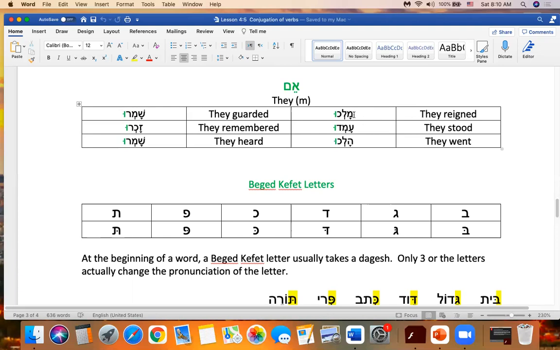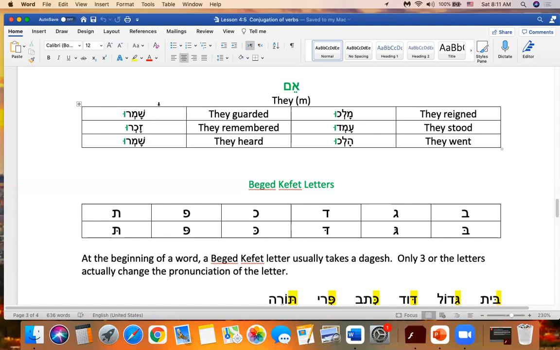So they reigned. This also has the first two letters as the syllable. So instead of malach, it's malhu. Stood is amad, but it's amdu. They went, halhu. They guarded, shamru. They remembered, zachru. And they heard, shamru.